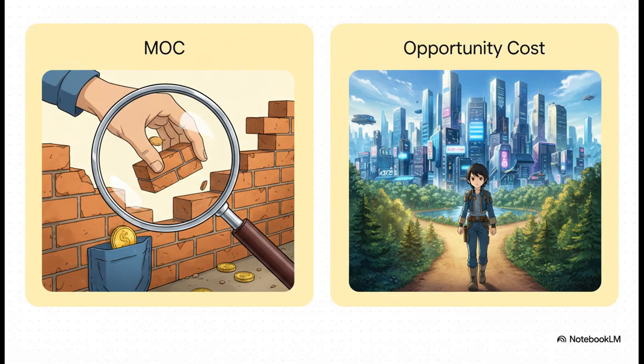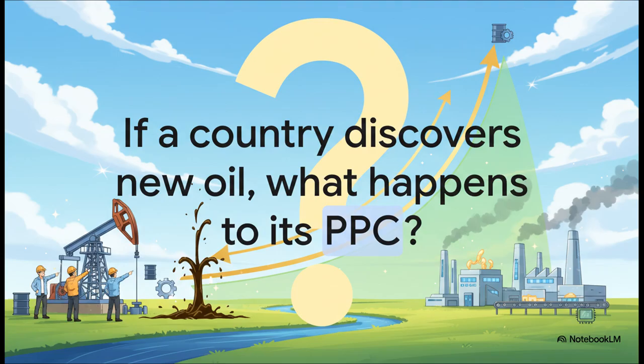So here's a super simple way to keep them straight for your exam. MOC is marginal. It's all about the cost of that very next unit. Opportunity cost is the bigger picture, the total alternative that you gave up. You can think of MOC as the slope of the PPC changing at every single point. So what's the big takeaway here? The PPC is this amazing visual snapshot of an economy's potential, and it's all built on scarcity, choice, and opportunity cost.